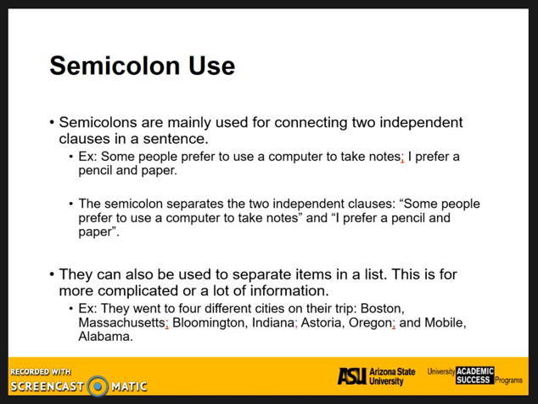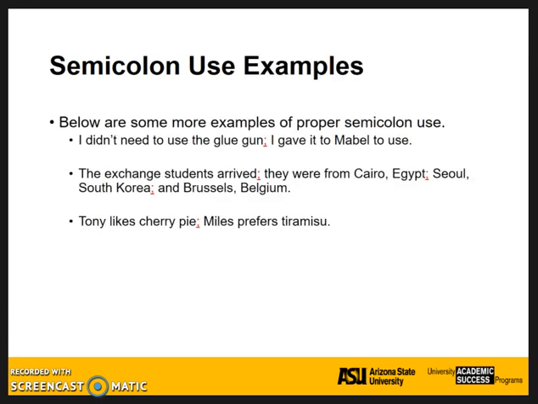They are used for more complicated lists or lists with a lot of information. For example, the sentence, "They went to 4 different cities on their trip: Boston, Massachusetts; Bloomington, Indiana; Astoria, Oregon; and Mobile, Alabama." In that sentence, there is a lot of information, so it would be a good decision to use semicolons to separate the cities and states instead of commas.